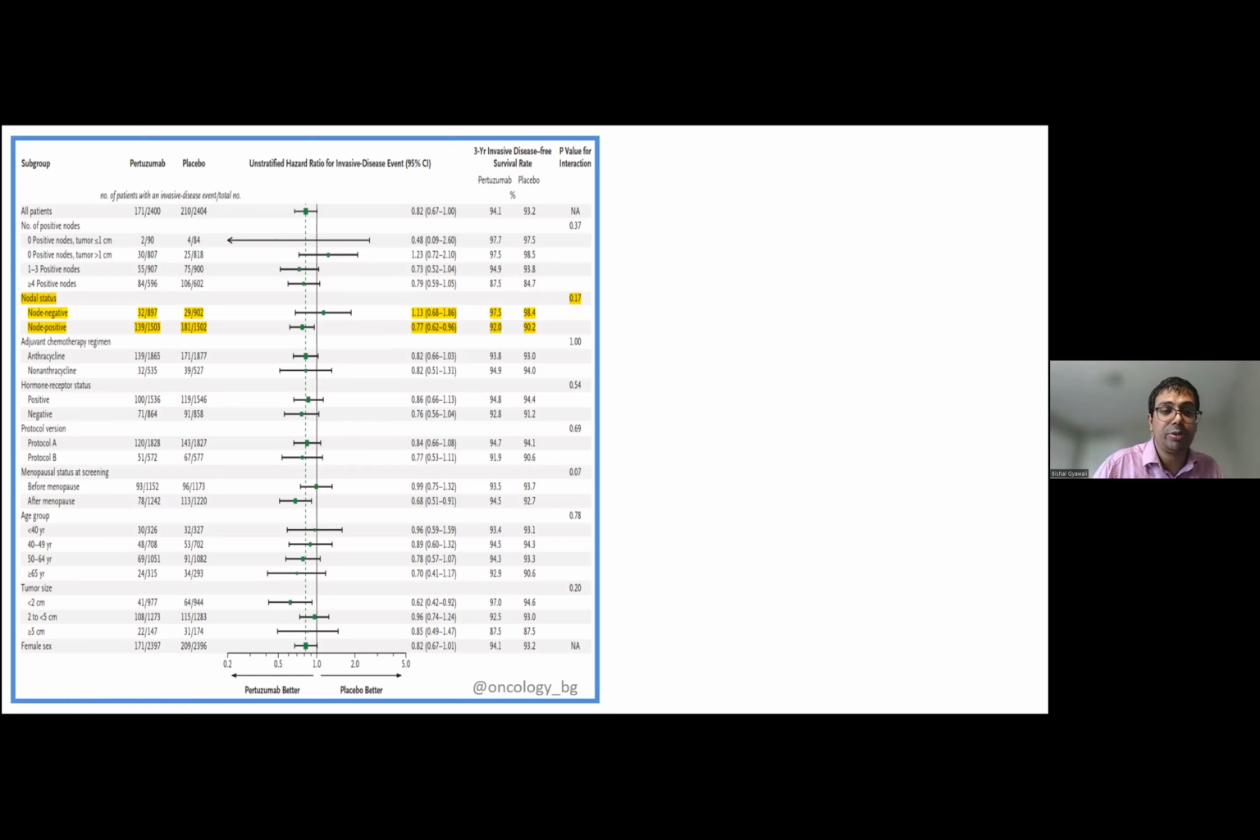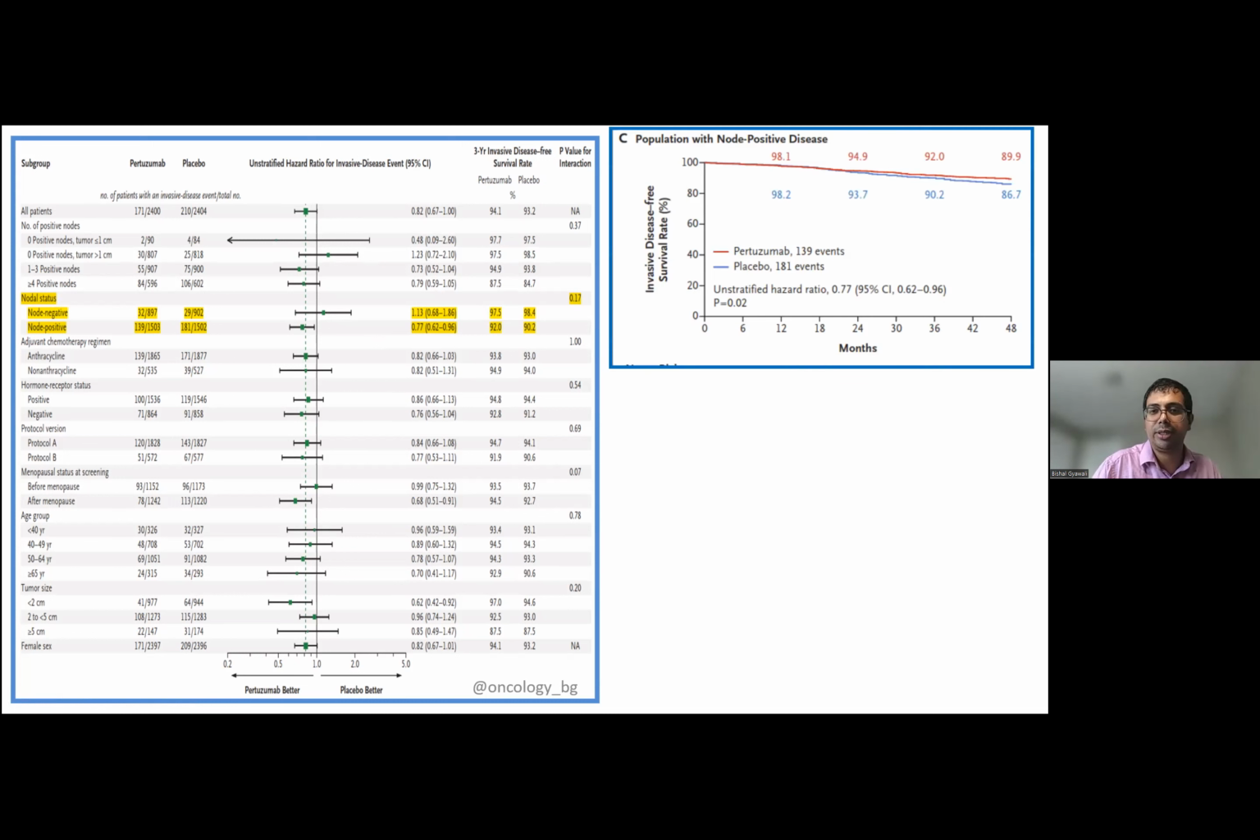But this is how they promoted it. For node positive patients, we should use this drug. And they showed the graph for node positive patients, and showed that it's a little wider than the overall patient population, so we should be using it in node positive patients. This is just trying to fool by using subgroup analysis.